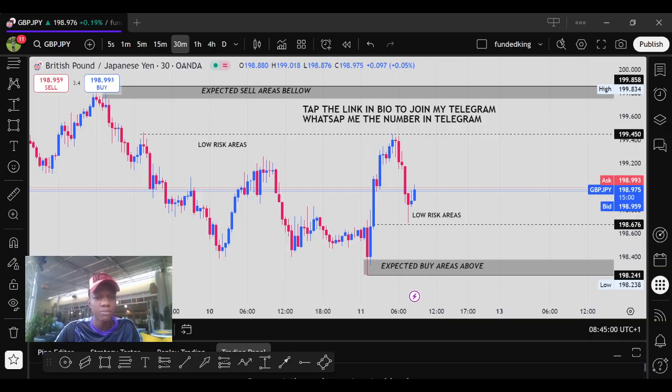The other prop firms like Funding Pips, use them. FX5, FTMO, use them too.